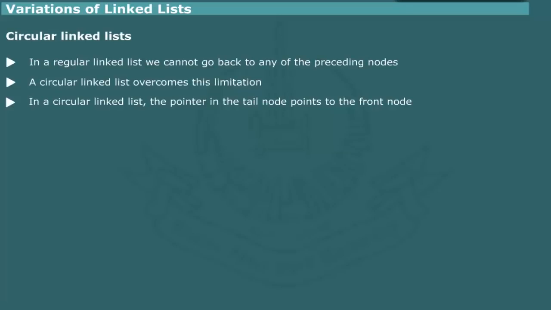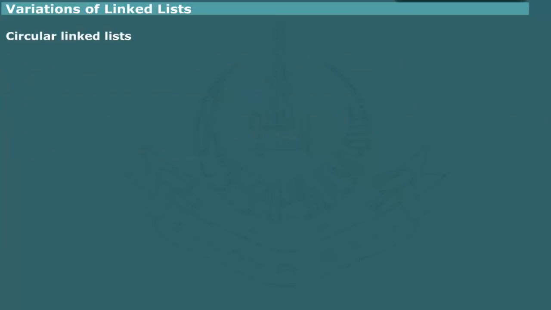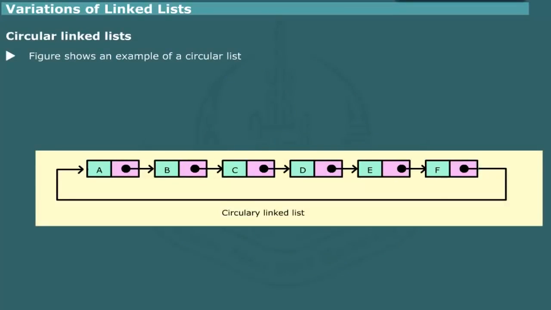In this data structure, we can continuously scan the list so as to reach any of the nodes. A circular linked list has no front or tail node. However, in order to make entry into the list, we need to reference one node using an external pointer. As with the regular list, this pointer may be referred to as head pointer. When the list is empty, the head pointer contains a null pointer. Figure shows an example of a circular list containing characters A through F.